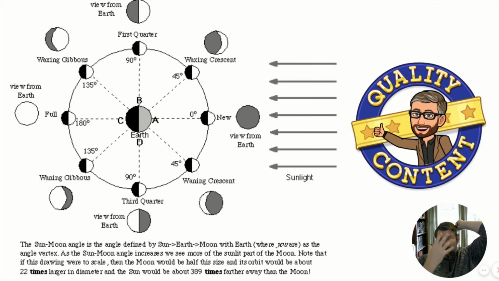Now remember, every time that we look at the moon, we're always seeing the same face. So just like you're looking at me right here, we see the same face of the moon. Now we go up here to the waxing crescent.